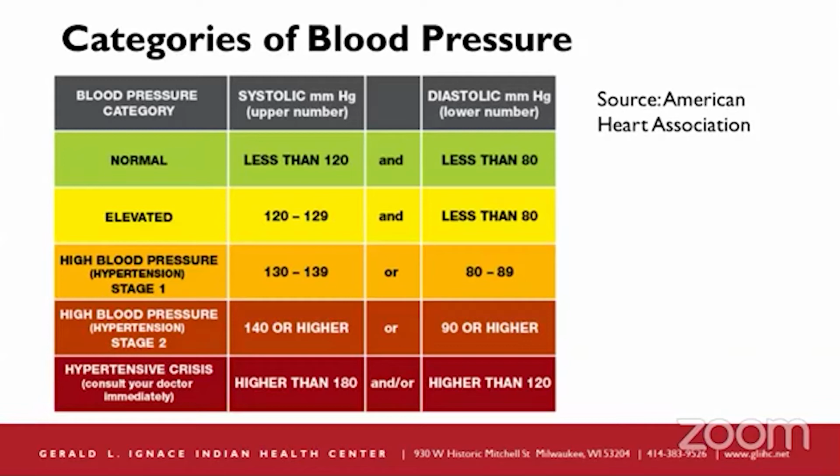So if your top number is less than 120, it's normal. If it's 120 to 129, it's considered elevated. 130 to 139 is considered high blood pressure, hypertension stage 1. 140 or higher is hypertension stage 2. And then higher than 180, you should consult your doctor immediately or go to the emergency room.